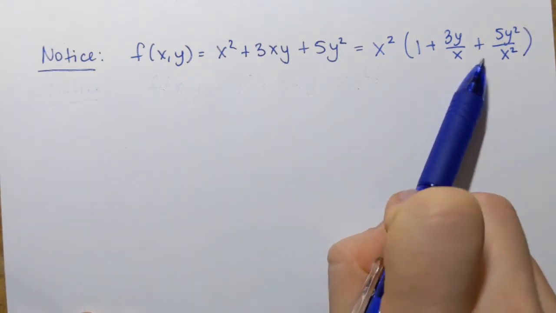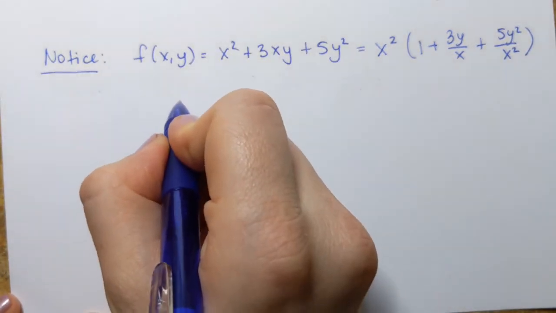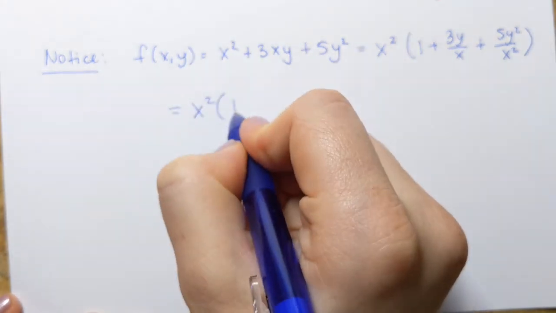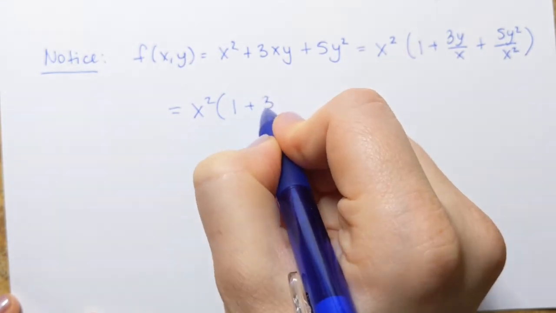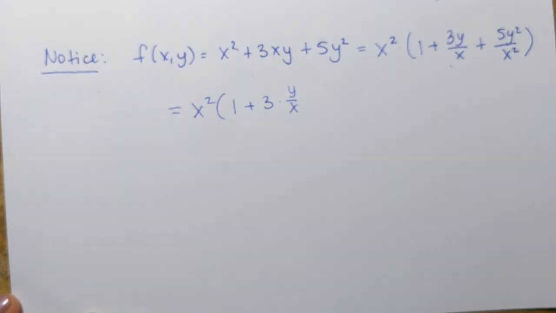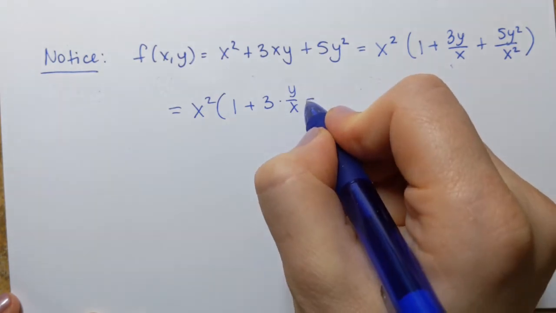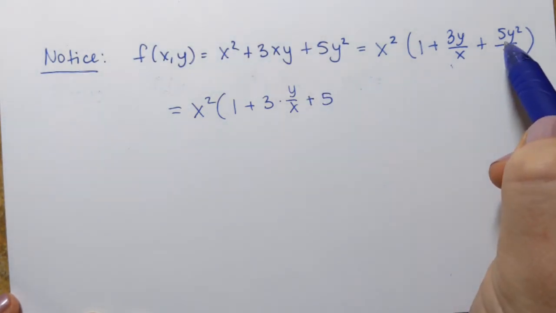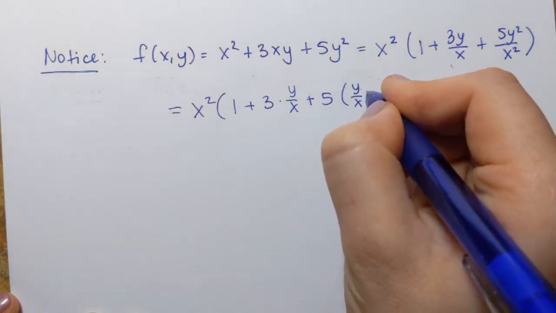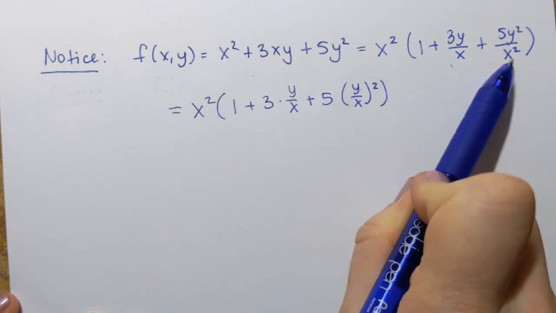And I'm going to rewrite this expression just slightly. This is how I'm going to rewrite it. So, of course, x squared is in the front. 1 plus, then I'm going to put 3 times y over x. That's this one; I kind of split up the product. Plus 5, that's that constant. And instead of y squared over x squared, I'm going to put (y over x) to the second power. And you can also always confirm that it's the same thing.